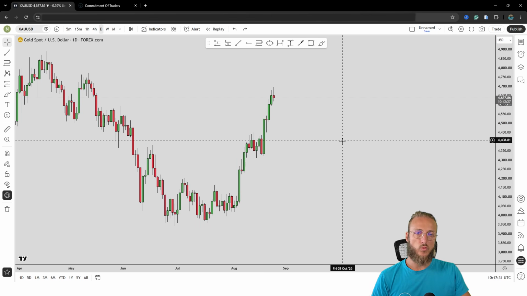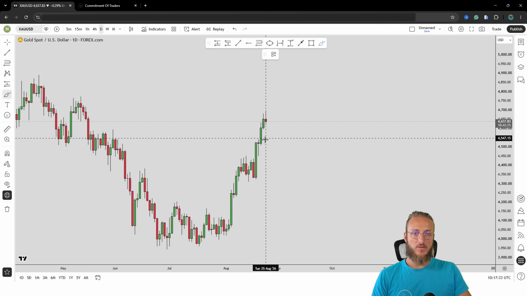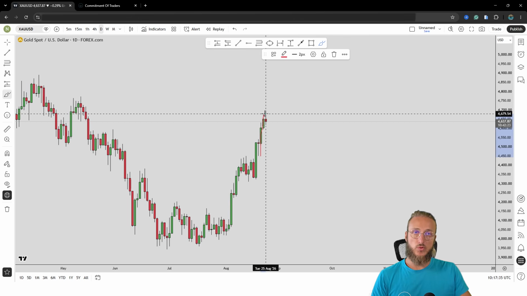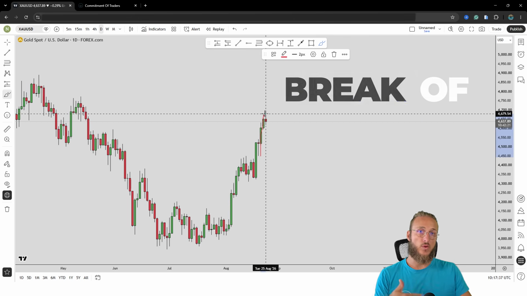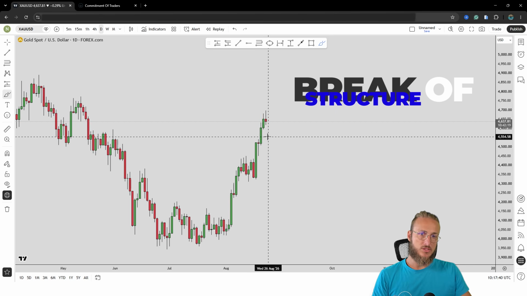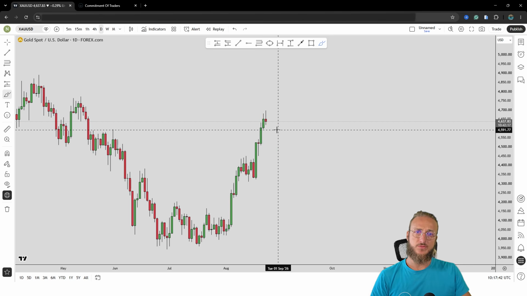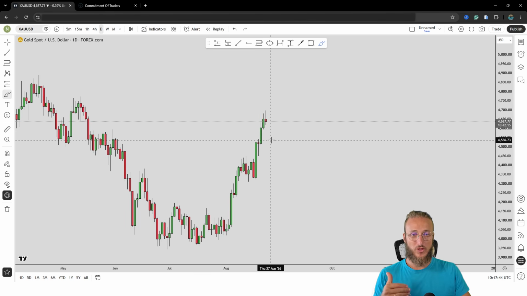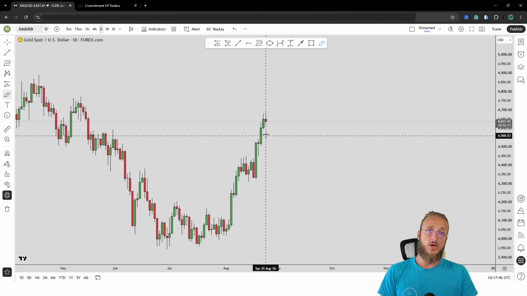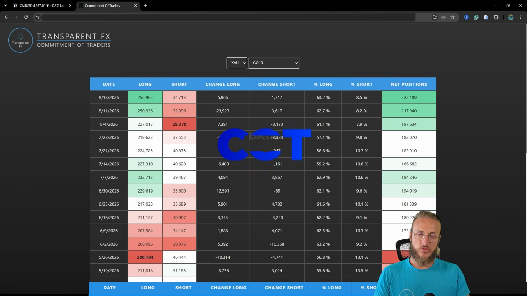But at the moment, what do we have? Well, at the moment, we have a market which clearly has created a new impulse to the upside, therefore has broken new structure. So there is quite a few things to speak about. But before we do that, before we go deeper into the technicals here, first let's move to the commitment of traders to see what the big players in the market are doing.